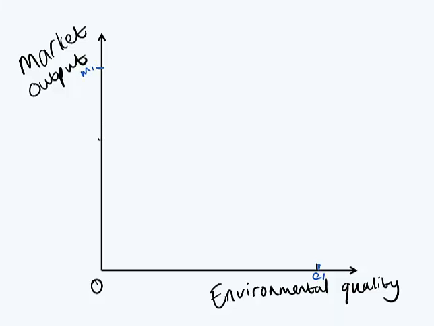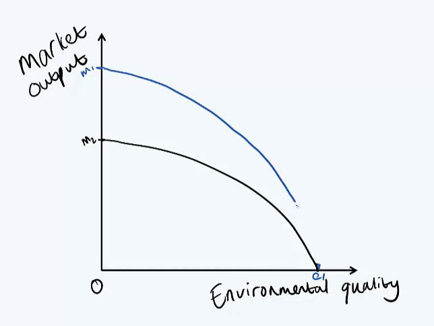Developing countries, on the other hand, are not so fortunate, so they have a lower potential market output, let's call it M2. Now let's draw the PPC curve first for developing countries, and then for developed countries. Just to remind you which PPC curve is which, I'm going to write here PPC and then developed. So that's the PPC curve of developed countries. And over here is the PPC curve of developing.